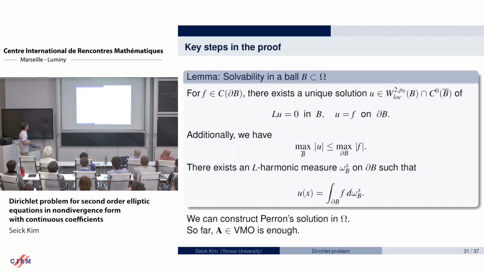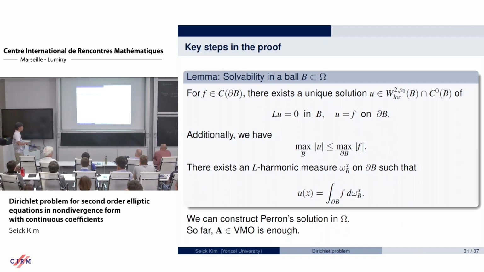All right. Then you have solvability in a ball. You can solve the Dirichlet problem in a ball and find a solution. You can solve this with the maximum principle, and that actually gives you existence of the so-called L harmonic measure. So now you have solvability in a ball, you have the concept of supersolution and everything. You can run the Perron process, really. So you can construct a Perron solution in omega.